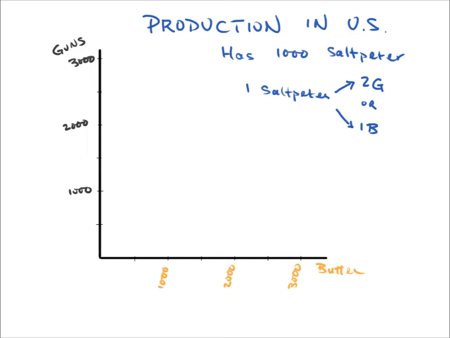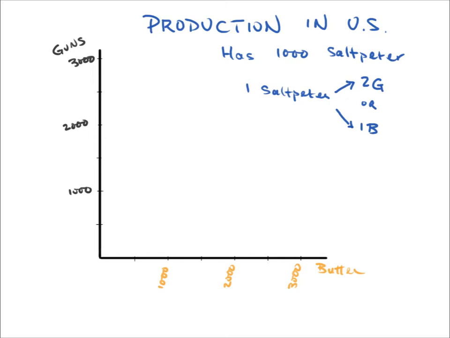Or farmers can take a ton of saltpeter and convert it into 1 crate of butter. Okay, it's a simplified example, and the numbers are not intended to be realistic. They're trying to convey concepts. Okay, so the country has some resources, and here is production in the country.